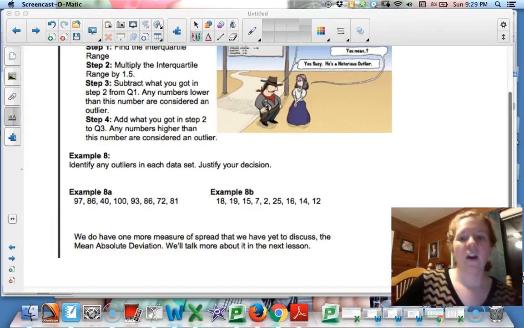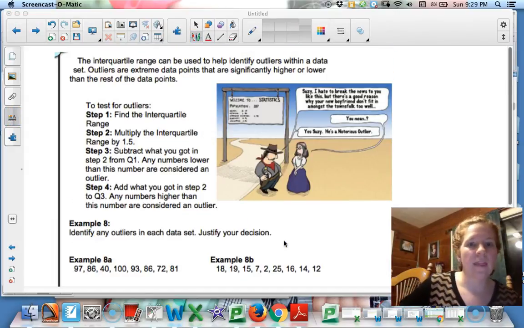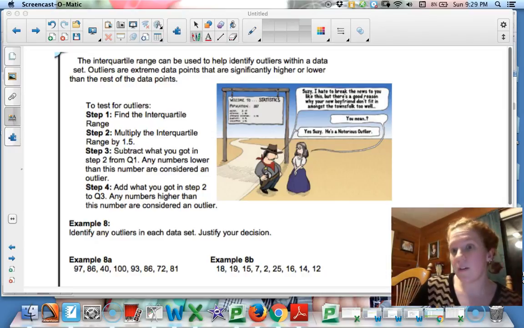Okay, so we have just one more thing that we can do with measures of spread, and that is check for outliers. So I talked a little bit earlier about what outliers are. Those are your extreme points that are way, way higher or way, way lower than the rest of the data. So the interquartile range gives us an idea of where the middle 50% of the data is. So if a value is much larger than that middle 50% or much lower than that middle 50%, then we classify it as an outlier.